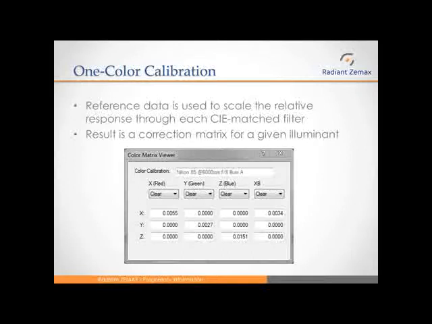So the most common type of this custom calibration is called a one color. And this is a calibration for one incident spectrum. So if your device gives off a single color of light, then we can use this one color calibration tool to scale the response through each of the CIE matched filters. The result is a color calibration matrix. So here I have an example of what a color calibration matrix would look like in our software. And you can see that this particular one is for illuminant A.